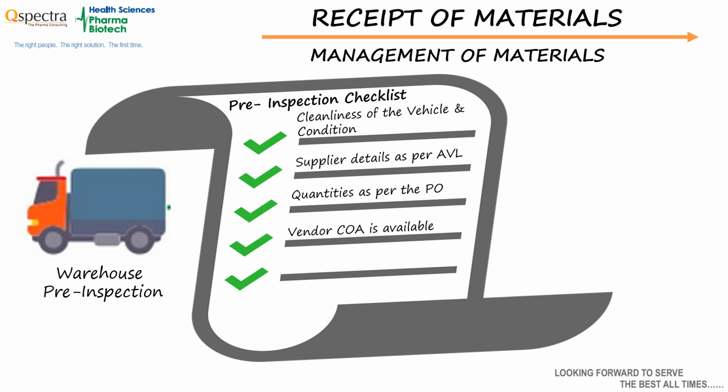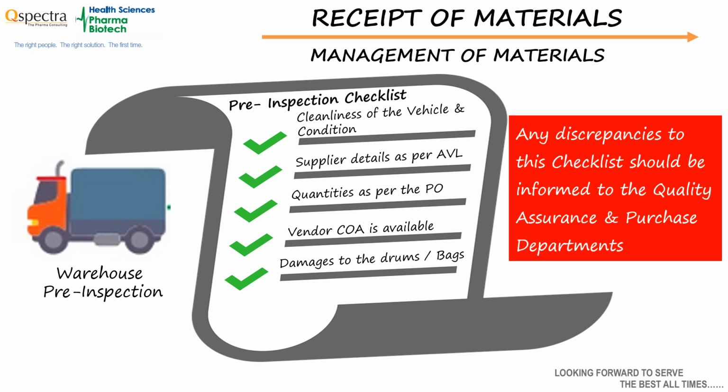Vendor COA is available for all the materials. Check the manufacturer name on the COA versus label versus approved vendor list. Whether any seals are broken or bags are damaged has to be verified. Any discrepancies to this above checklist should be informed to the quality assurance department and purchase departments.